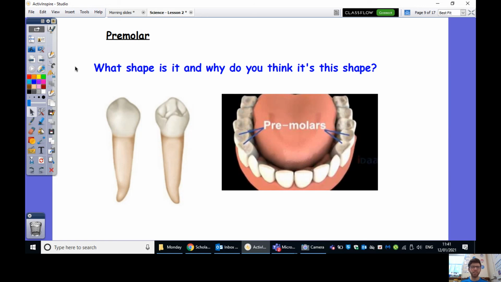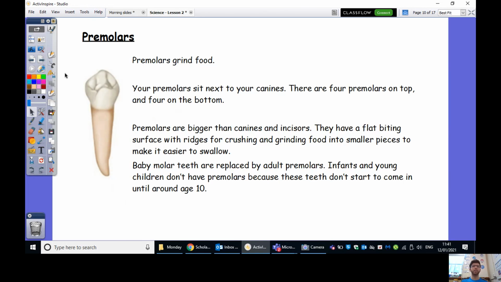Well, hopefully you'll remember from last week that they're small and they're flat teeth. Now, why do you think that would be? Think about how you're eating and when you would use those teeth. So premolars grind food. Now, grinding means they sort of rub the food together and break it down into smaller bits so that we're able to swallow them. So the canines might chop them into larger bits, and then we need to use our premolars to grind that food down. Your premolars sit right next to your canines.